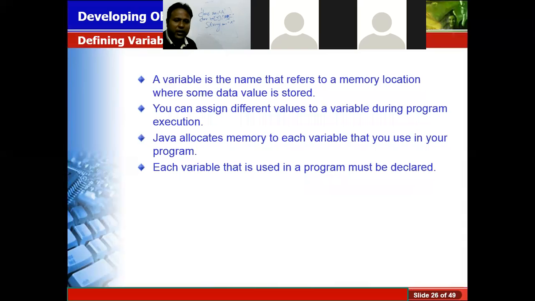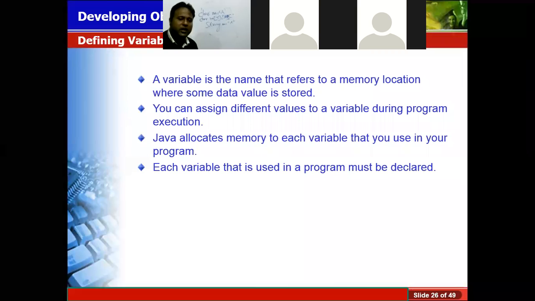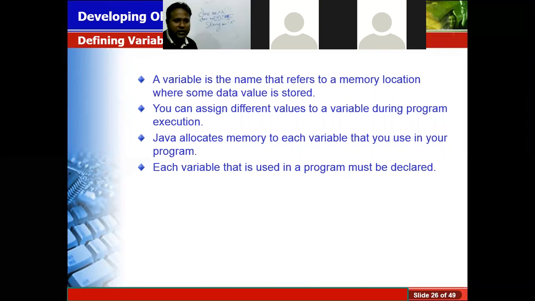Then variable is what? Variable is the name that refers to a memory location where some data value is stored. You can assign the different value to a variable during the program execution. Okay, so variable is a memory location where you have to store the value. So when you define a variable, first you have to define a data type, then variable name. Okay. So Java allocate the memory to each variable that you use in your program. Each variable that is used in a program must be declared first. So first you have to declare it. That is called as the word variable.